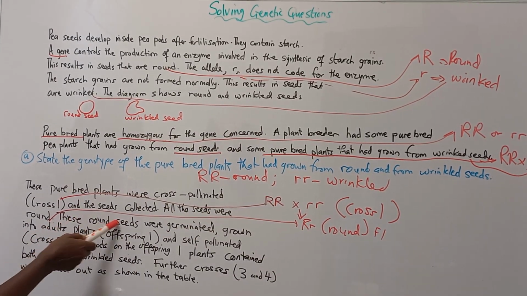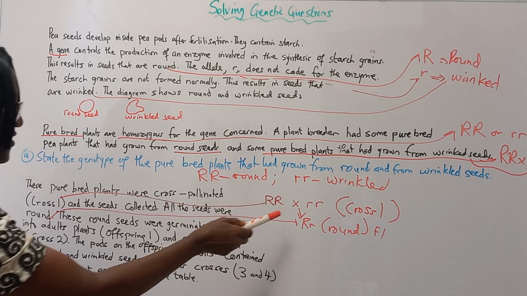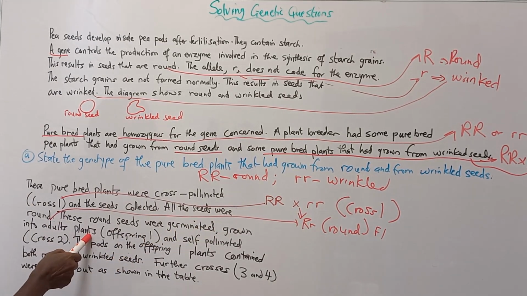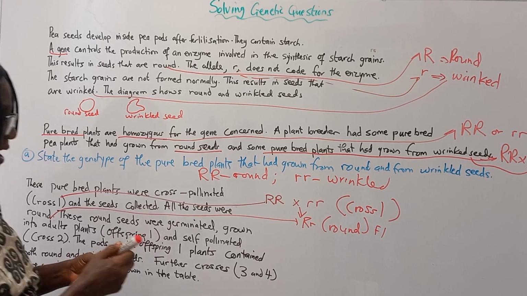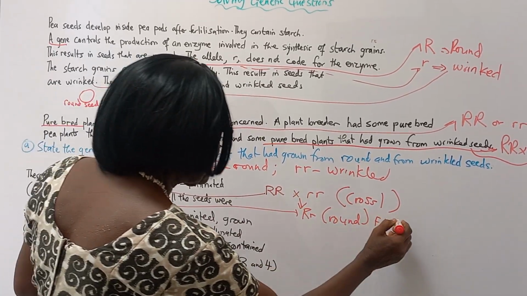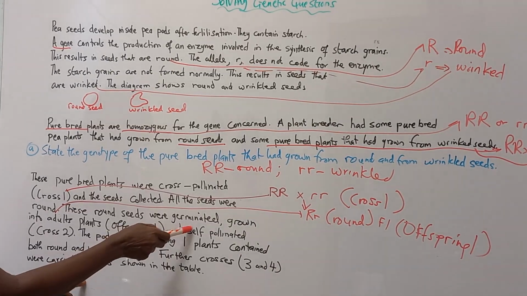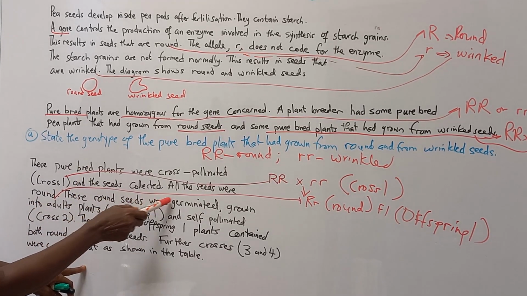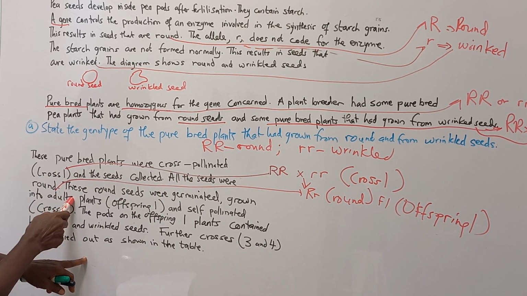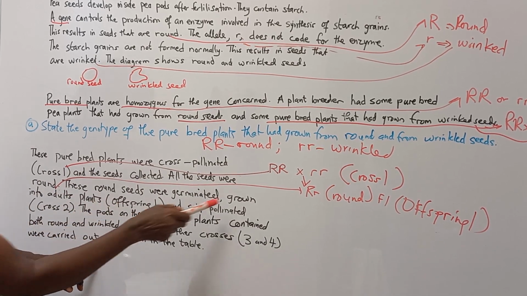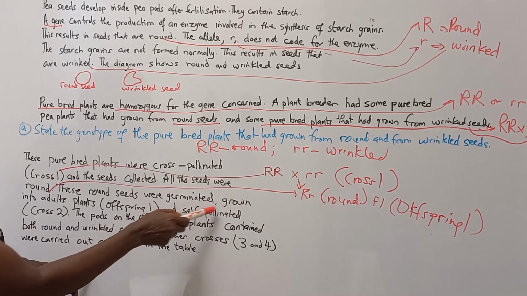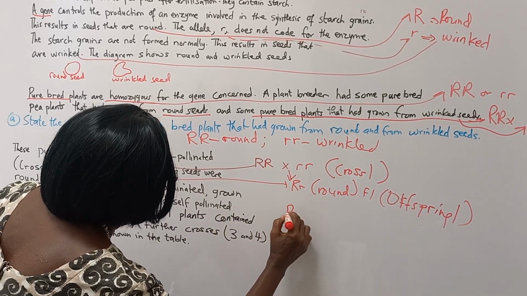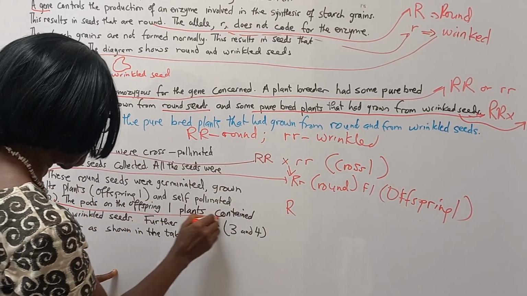Then these round seeds were germinated. So the seeds that were collected from it germinated, grown into adult plants, and said to be offspring 1. So this is offspring 1. And self-pollinated. So let's go back. These round seeds were germinated, grown into adult plants, right? That's offspring 1. And self-pollinated, cross 2. So this cross 2 is this.